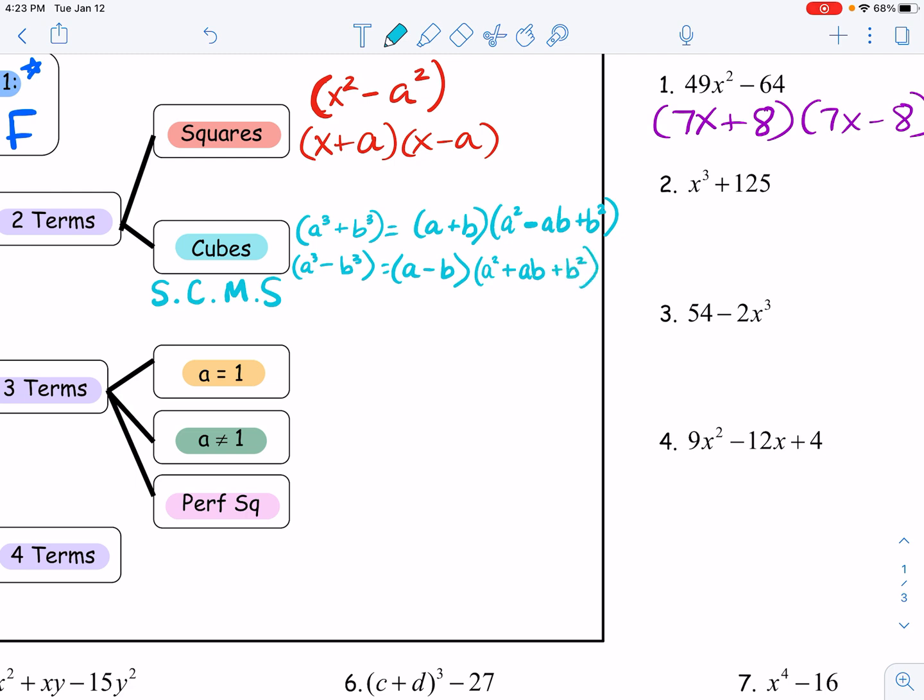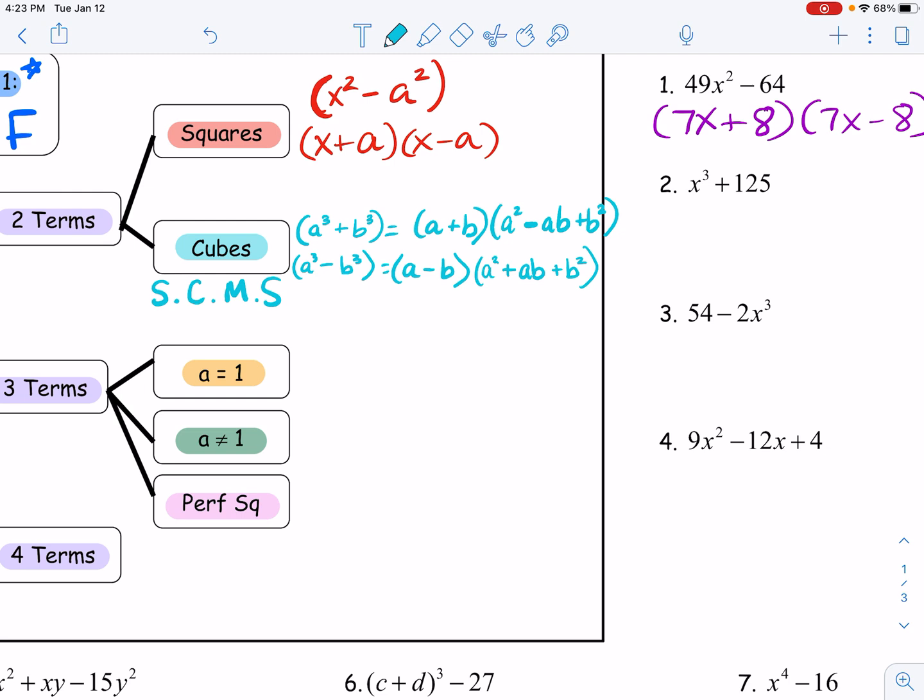Notice whenever I square that last term, it's always going to be positive. When I square a positive number, I get positive. When I square a negative number, I still get positive. So the only difference is that sign change for the C, but the process is the same.